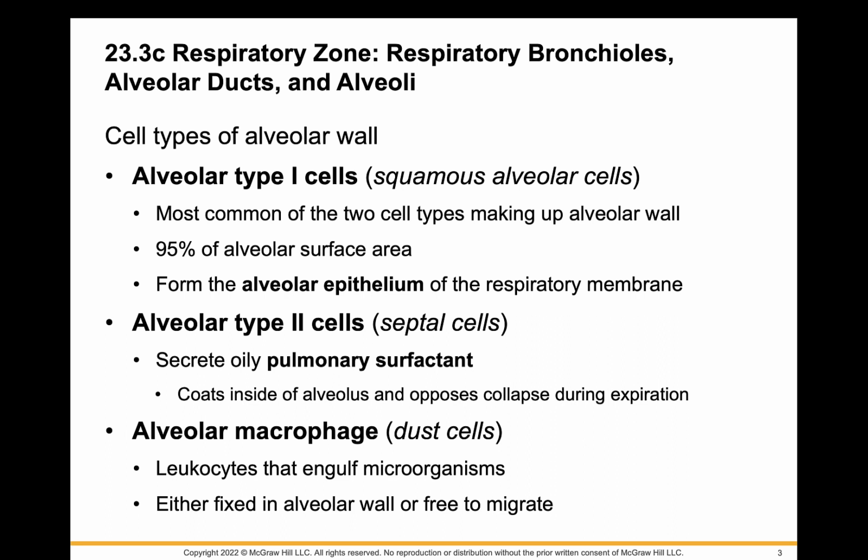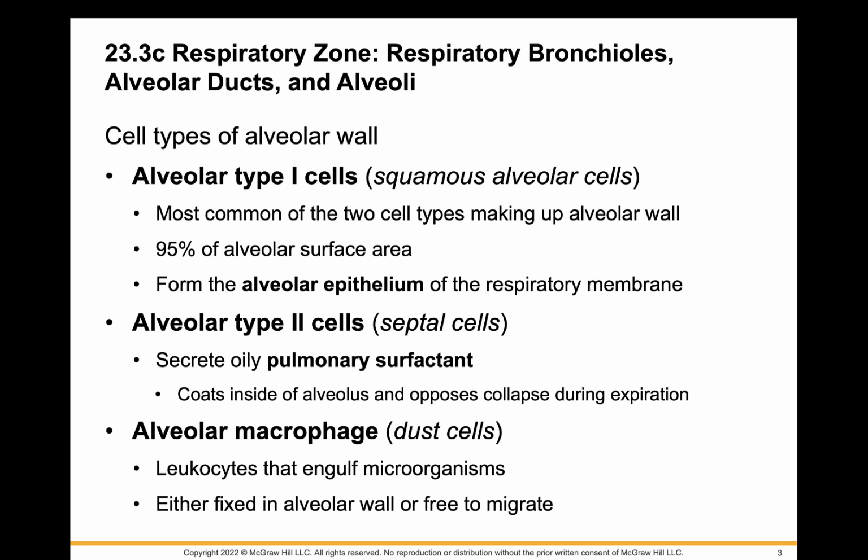Type 1 cells are the most common of the two cell types making up the alveolar wall, and they account for 95% of the alveolar surface area. They actually will form the alveolar epithelium of the respiratory membrane. Type 2 cells are known as septal cells, and they secrete what's known as pulmonary surfactant. This will coat the inside of the alveolus and opposes collapse during expiration.